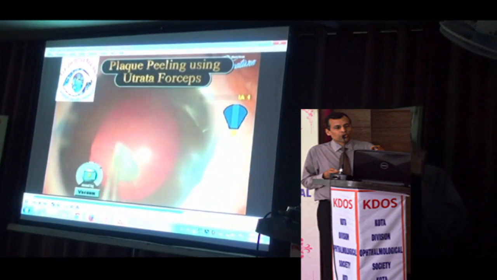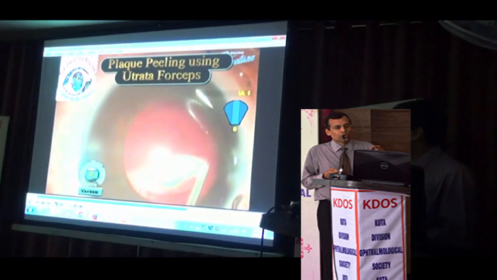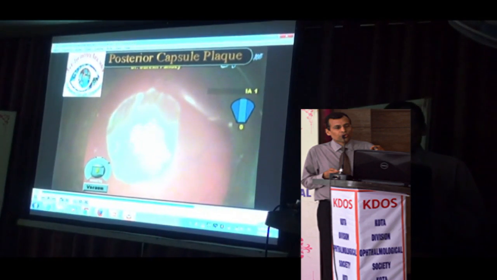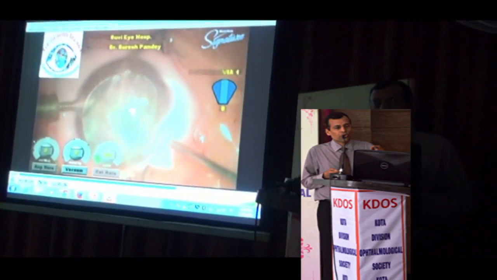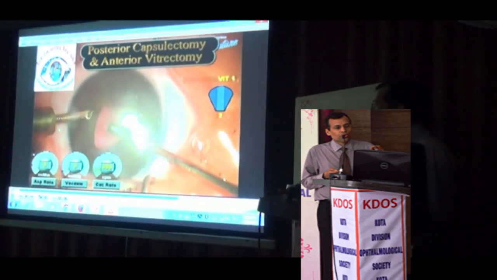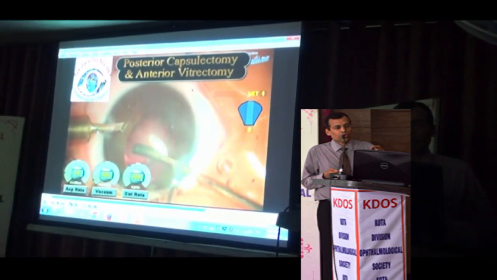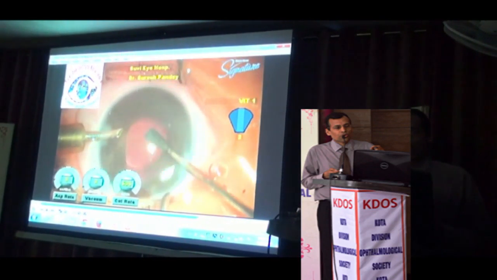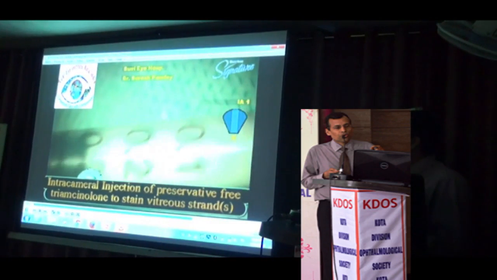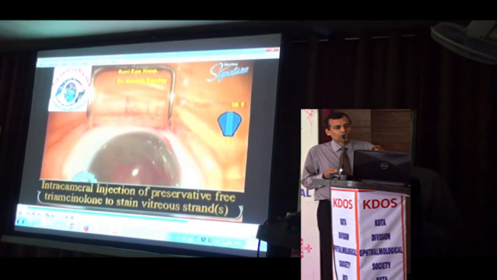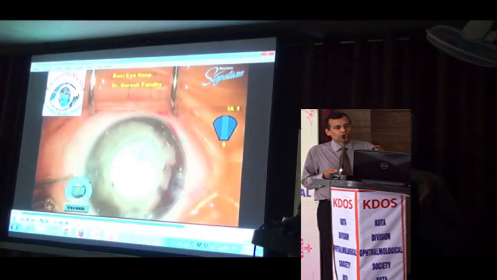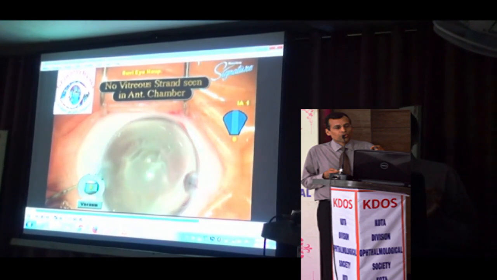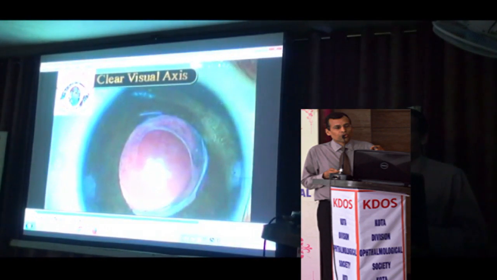Once you separate this plaque, then you can remove it with the rhexis forceps. Once the plaque is removed, then you can implant the lens in the capsular bag. Once again, after implantation, primary posterior capsulotomy and anterior vitrectomy to achieve a long-term clear visual axis. In these cases, it's very important to do periodical examination under anesthesia, record IOP, and do refraction, because amblyopia management is also very important in these kids.